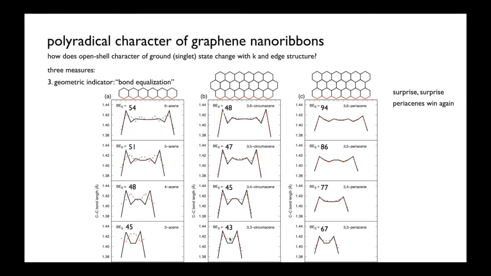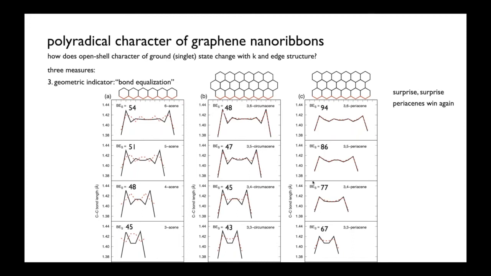As I go from smaller members of the series to larger members of the series, I see that the bond equalization increases in all cases. And again, I see there's greater bond equalization in the oligoacenes than in the circumacenes, and then the periacenes are in a completely different category. So these are really very different species than either the oligoacenes or circumacenes in terms of their open shell character.